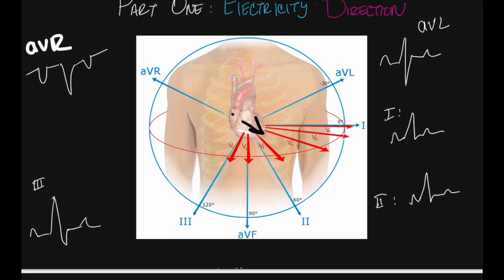And again, AVF, similar to lead 3, but we see it's shifted a little bit towards that average electrical vector. So if we were to redraw it down here, we see the electrical vector moves similar to that. So we would expect a slightly more positive than negative in AVF.